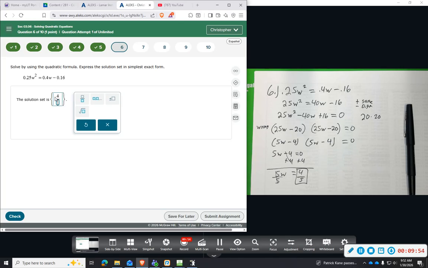Not sure if that was easier, but you do need to know how to factor as well as use the quadratic formula. Sometimes factoring will give you a lot less work, and sometimes it's about the same.